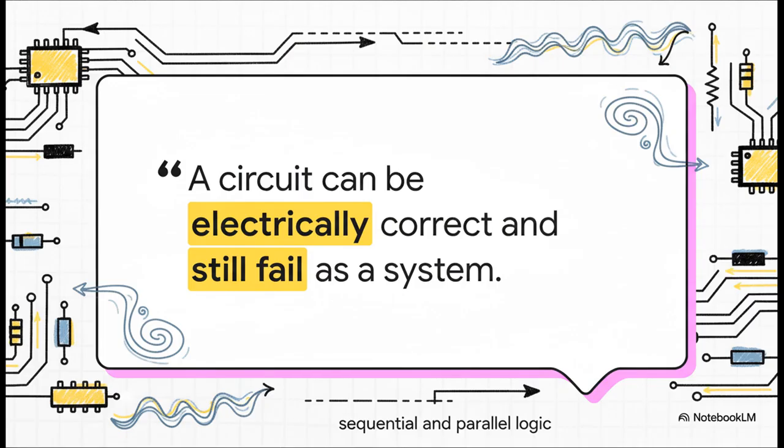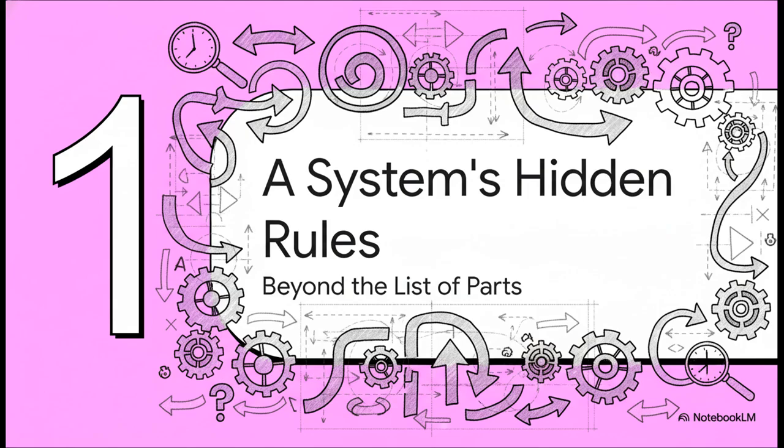Well, the answer is in the invisible logic, the ghost in the machine that ties everything together. Yeah, it's all about digging into a system's hidden rules. To really get why things go wrong, we have to look way beyond a simple shopping list of parts and start thinking about how those parts dance with each other over time.